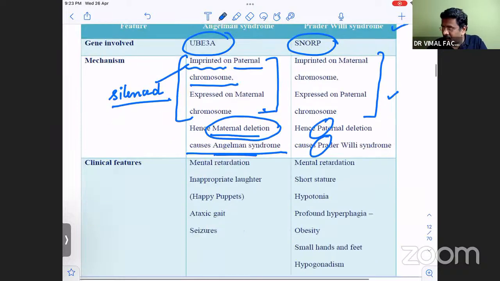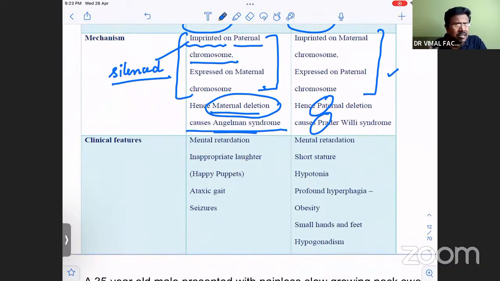And in subsequent exams the examiner can frame questions giving the clinical features. Very characteristic of Angelman syndrome is inappropriate laughter. The child will keep on having a smiling face always. This is called happy puppet, seen in Angelman syndrome.